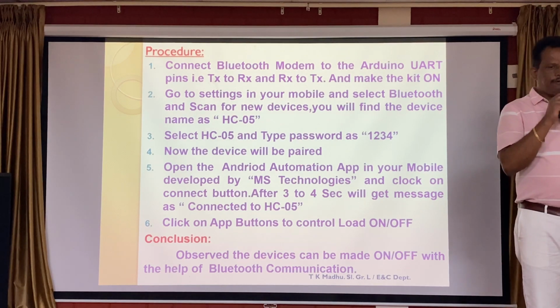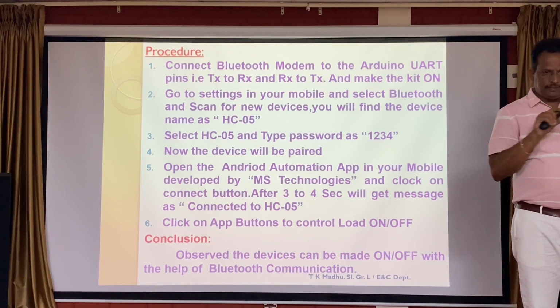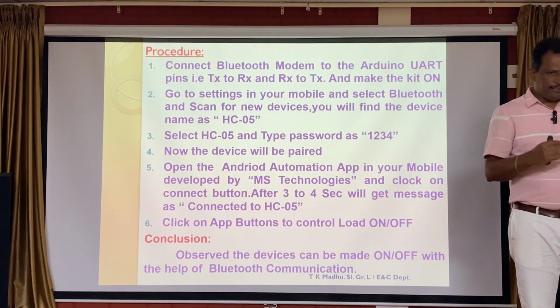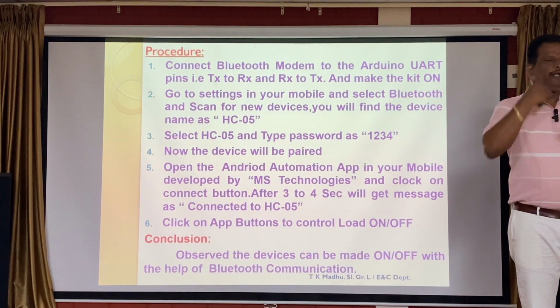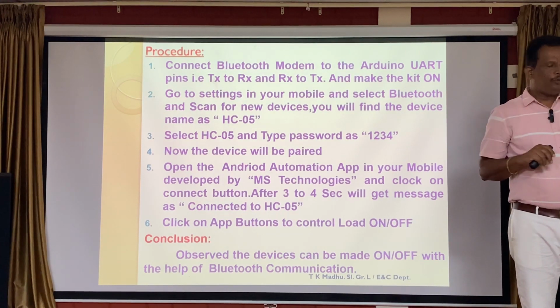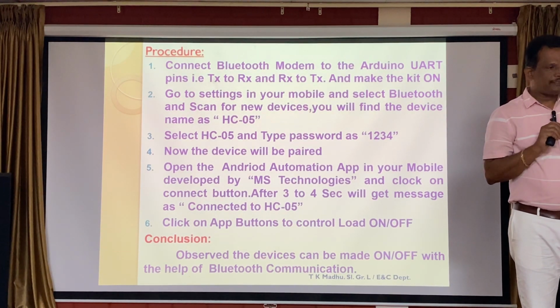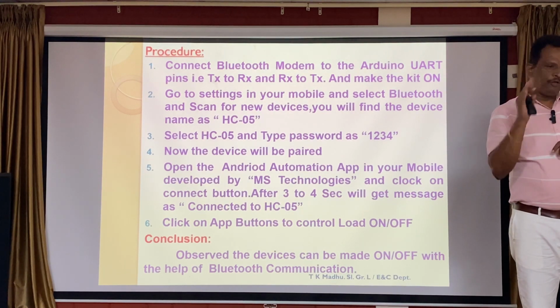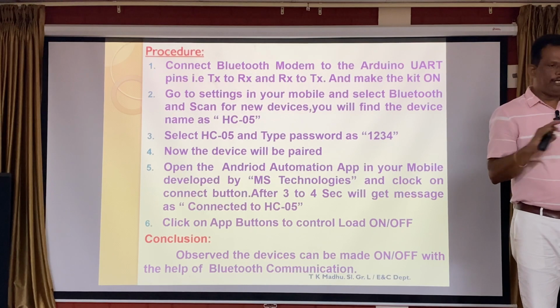Whenever you scan for a new device, HC05 will appear. Once you give the password, it will get paired and added to your Bluetooth list. This you have to do only one time. First time you have to do it, that's all. If you are using a new mobile, then you have to do the same. Once you pair it, there is no need to do it again and again. Just open the app, connect it, and you can operate.